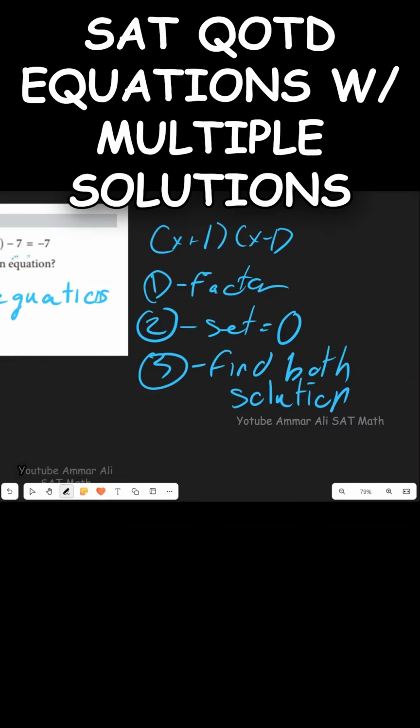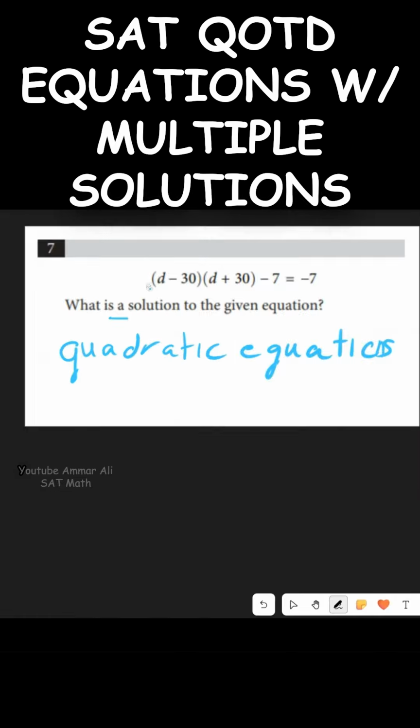So lucky for us, we already have a factored version of this quadratic equation. We just need to set it to 0, right? Because right now it isn't set to 0. So let's do that. We will start by always rewriting our equation to keep ourselves organized. So d minus 30, d plus 30 minus 7 is equal to 7.